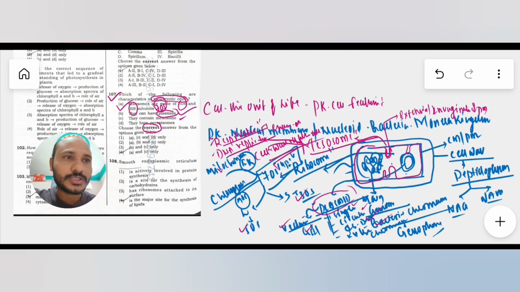And they have peroxisomes. Here we don't have any peroxisome structure. Only eukaryotic cells contain peroxisomes. So we need to choose the correct answer. Here D is wrong, so A, B, C is right. So choose A, B, C only. The second answer is right. A, B, C only is the right answer for this question.